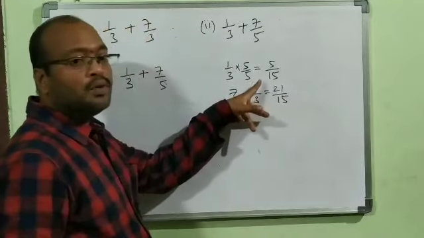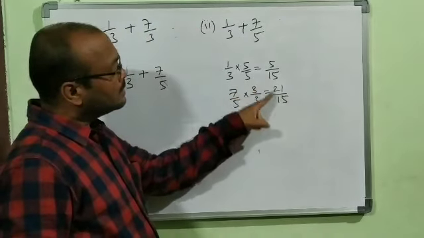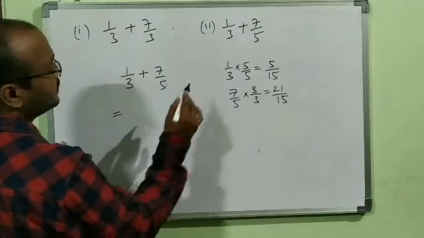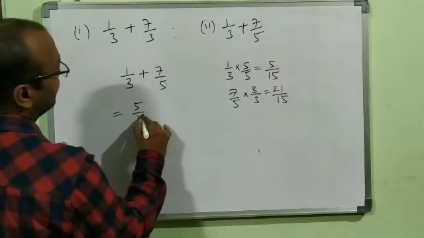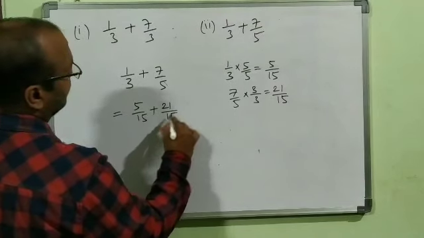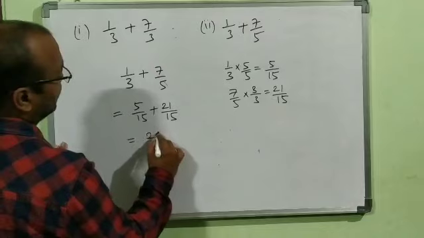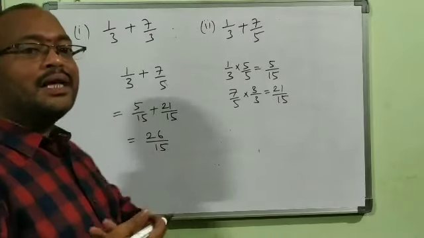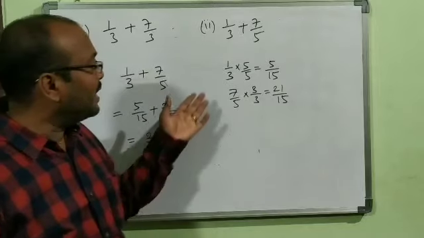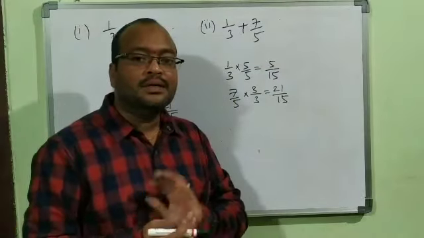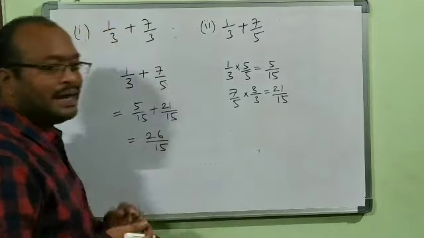Now both are in similar form, meaning like fractions. Adding, this is equal to 5 by 15 plus 21 by 15. This is equal to 26 by 15. So like this we can add, but always taking one value and multiplying like this is not possible. So for that sake only we will use the LCM method.